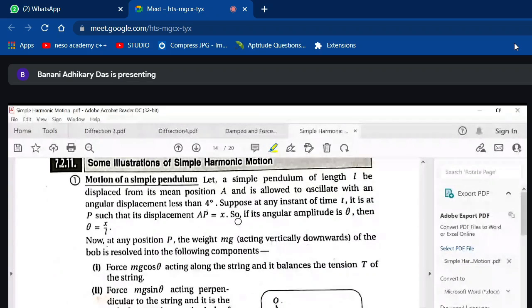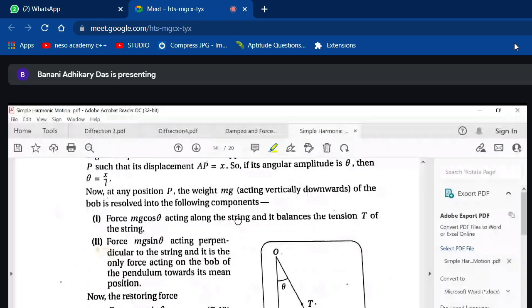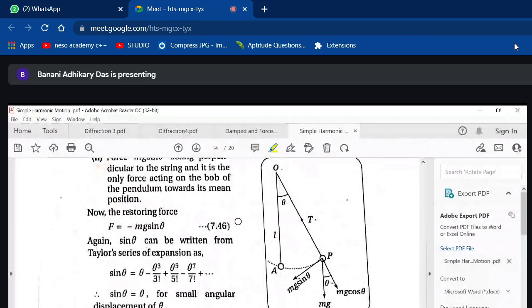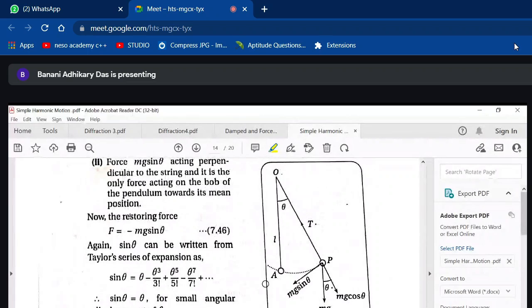See, look at this diagram. This is the only thing which matters, this diagram. Now, this L is the length of the string. Let M be the mass of the bob.